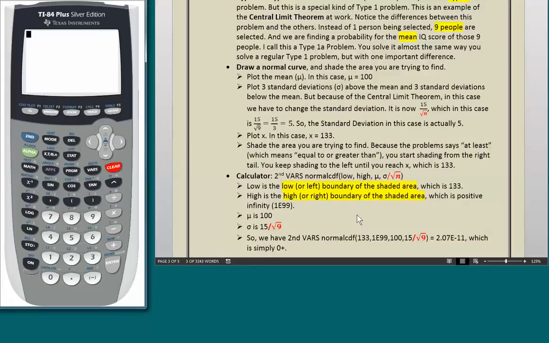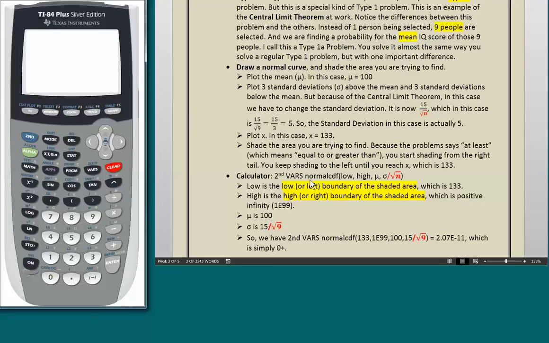So let's do this on the calculator. And I want you to notice how easy this is on the calculator. It's just like all of the other type 1 problems. Everything is the same until you get to the very end, where you take your original sigma from the problem, 15, and simply divide it by the square root of n. The calculator will take care of everything else. So again, we're talking about the probability that the mean of x is greater than 133.